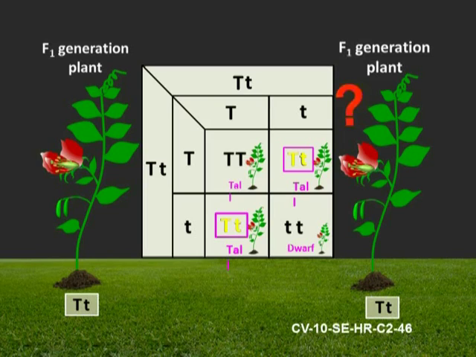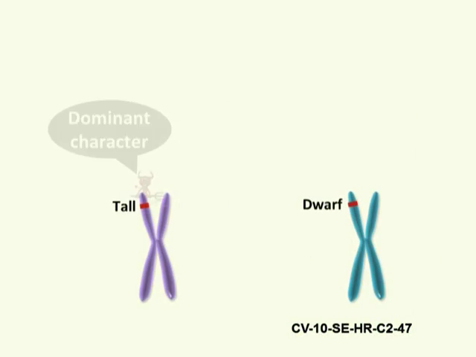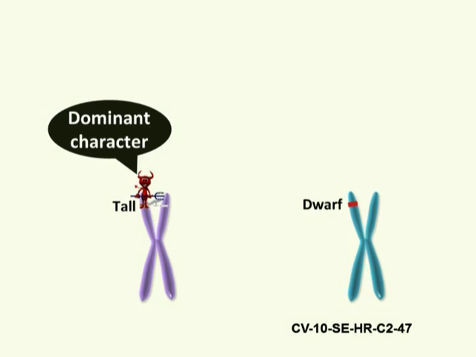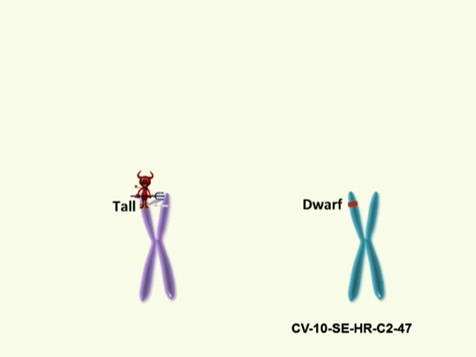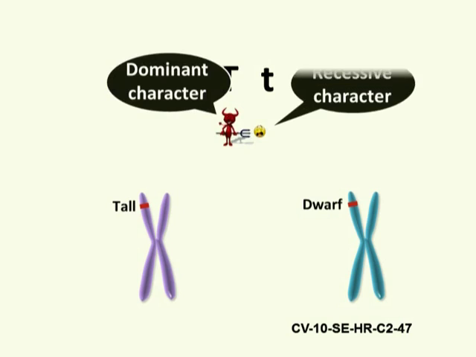both capital T capital T and capital T small t became tall? This is because of one law of genetics, which means that if one dominant characteristic is present in a gene, it will suppress the characteristic of another gene. It means that in this experiment, capital T meant for dominant character expresses tallness. Small t is meant for recessive character.